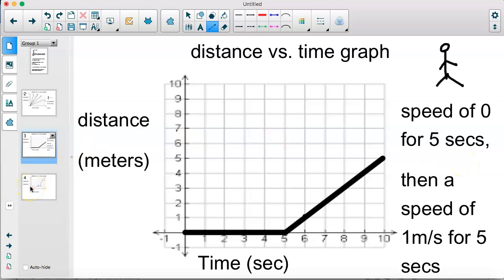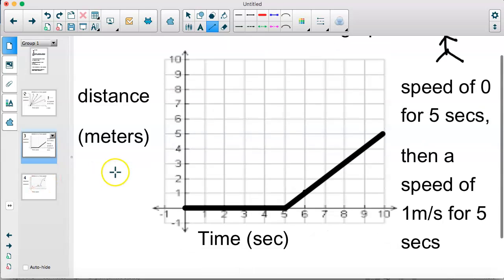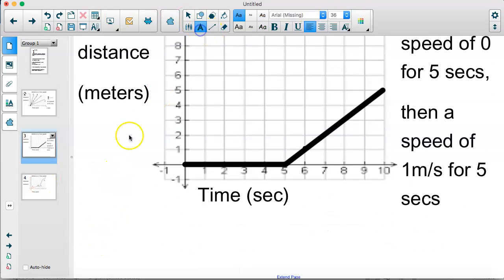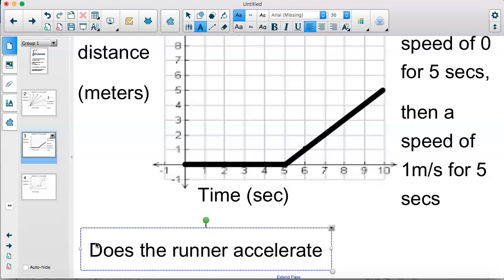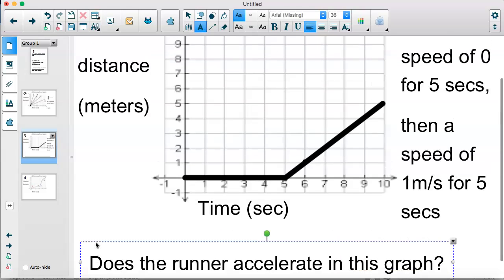So now that we've done a little bit of interpreting graphs, let's try a few practice problems and see how you guys are going to do. My first question for you guys is, does the runner accelerate in this graph? What do you think? Yes or no?